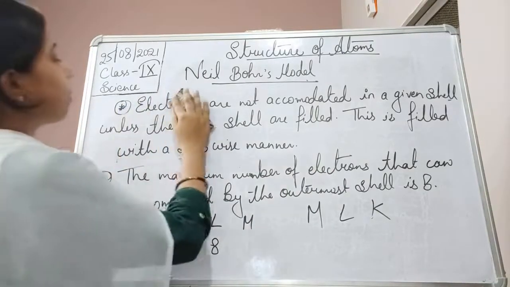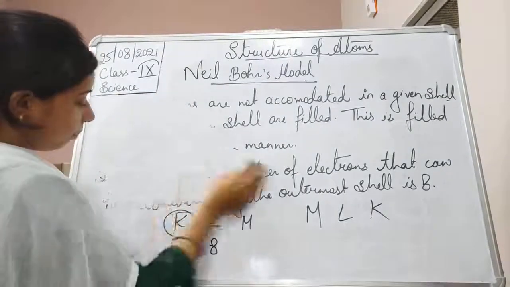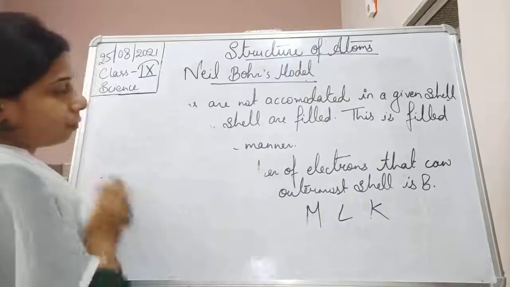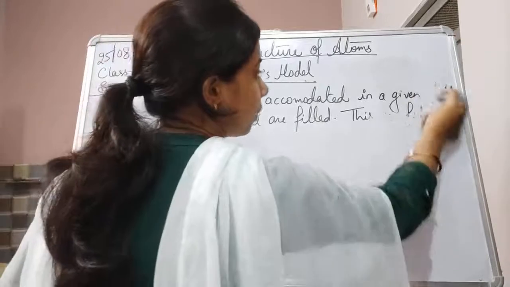Now let us see some of the electronic configurations and how electrons are distributed there.